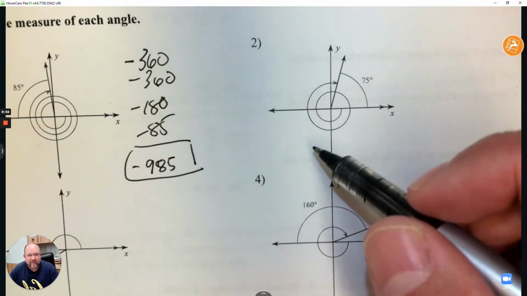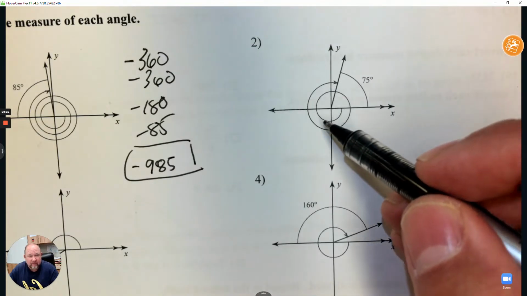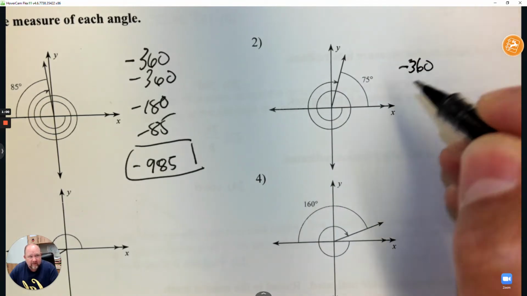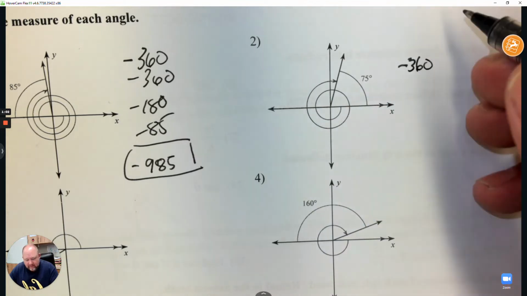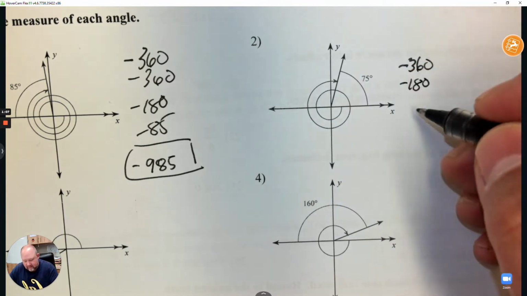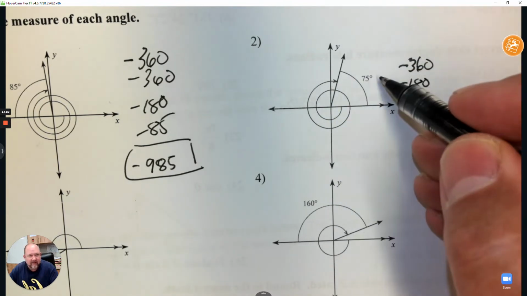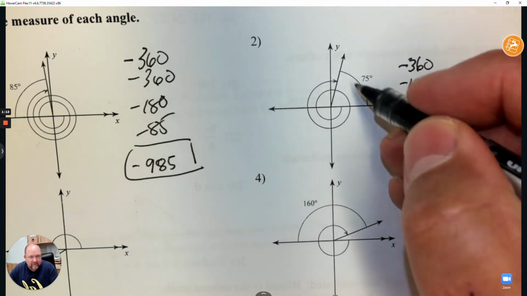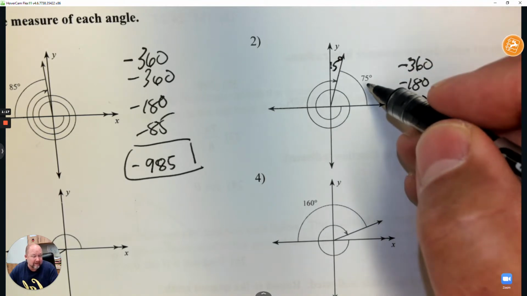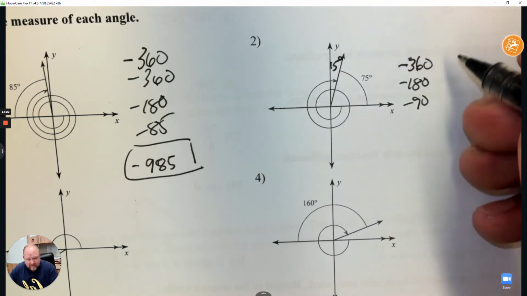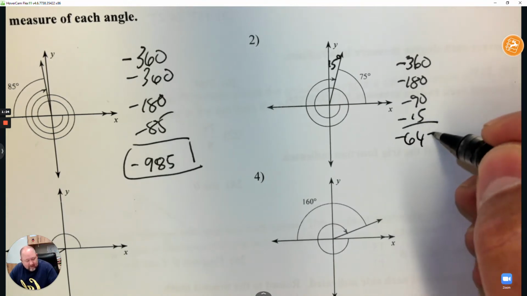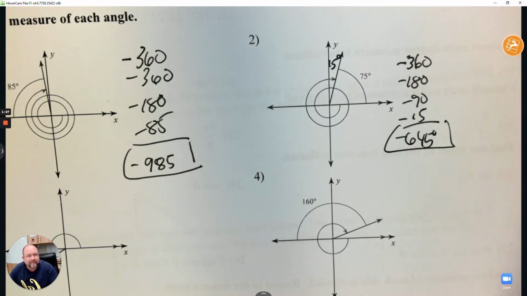Number 2, what direction are we going here? Again, we're going in a negative direction. So 1 rotation, that's negative 360. Keep going, that's negative 180. Keep going to the top, that's negative 90. And then after that, I have 75 on this side. This adds up to 90, so the angle here, which is what I need, must be 15. So this little angle after 90 is negative 15. And then add that up, and you should get negative 645.